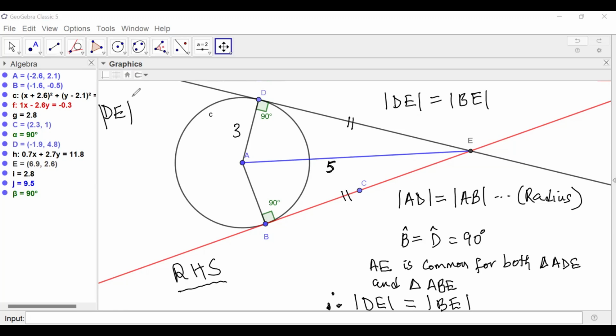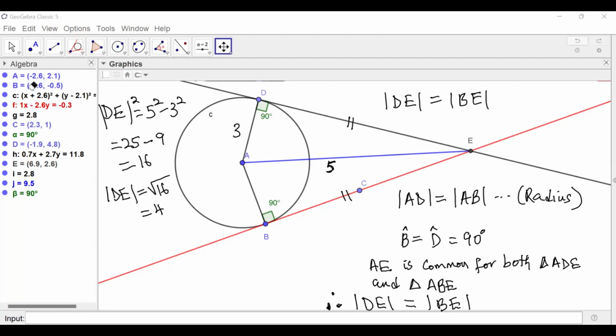using Pythagoras, DE squared is going to give me 5 squared minus 3 squared. That's going to give me 25 minus 9, and that's going to give me 16. And so when I take the square root of both sides, that's going to give me the square root of 16, and I have 4 units.